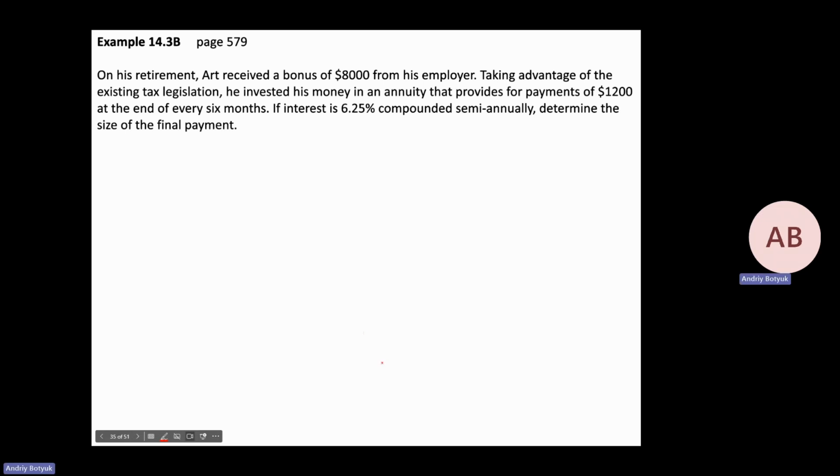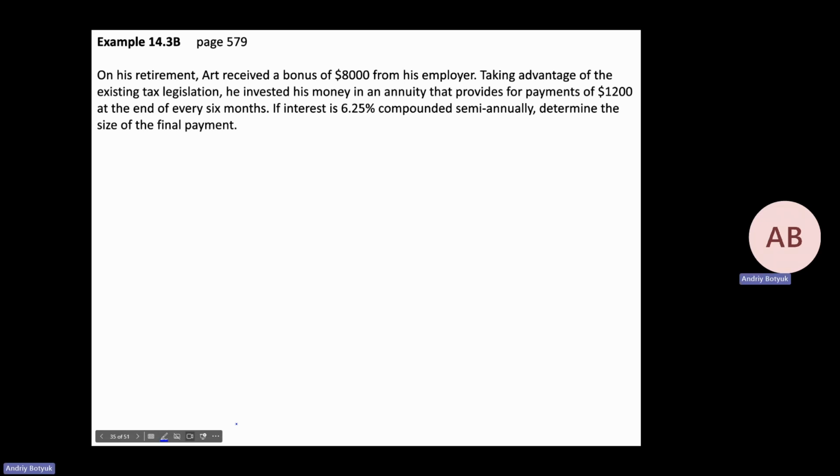Okay, guys, let's practice. On his retirement, Art received bonus of 8,000 from his employer. We remember that guy, right? And taking advantage of the existing tax legislation, he invested his money in an annuity that provides for payment of 1,200 at the end of every 3 months. If interest is 6.25% compounded semi-annually, determine the size of final payment. Remember, I told you at that time that the time will come when we learn how to find final payments, right?